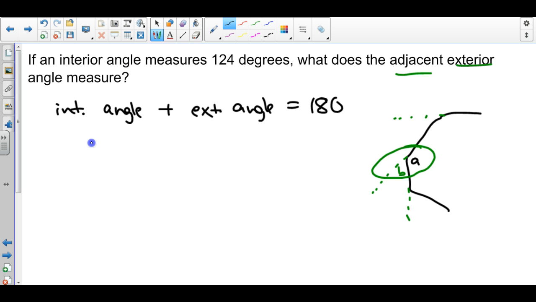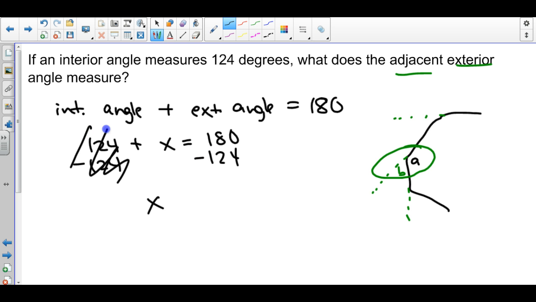So that's what we're going to do in this problem. We're saying if the interior angle is 124 degrees, I want to figure out what the measure of the exterior angle is. So what I'm going to do is subtract 124 on both sides and end up with an x value then of 56 degrees.